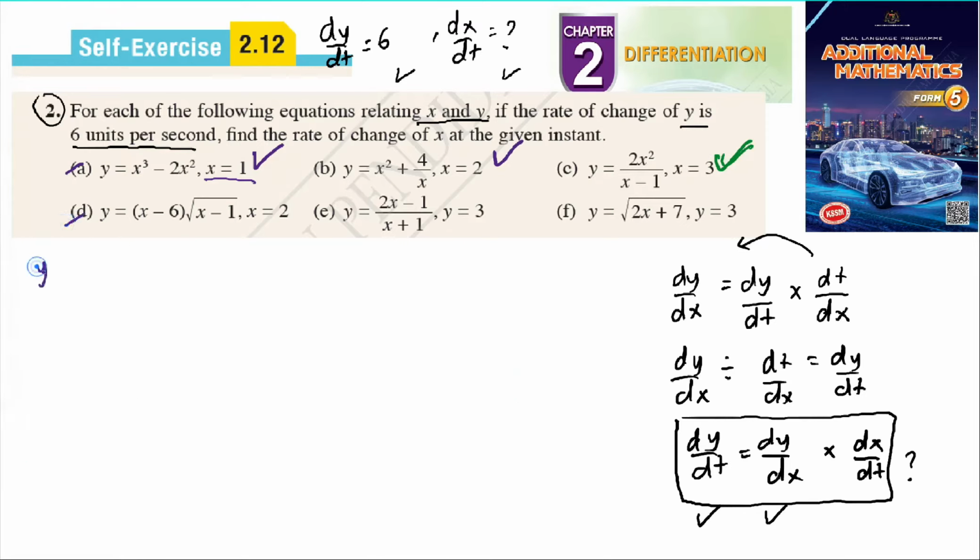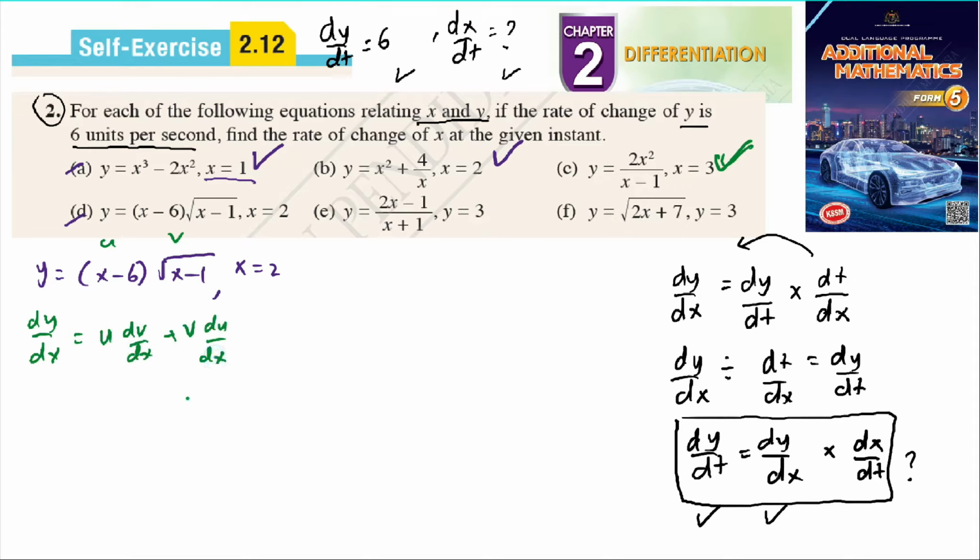So y is equal to (x minus 6) times the cube root of (x minus 1). x is equal to 2. So this one you have to do product rule. So this one is multiplication, right? This one is u, this one is v. So dy over dx is equal to u dv over dx plus v du over dx. This one is the formula.